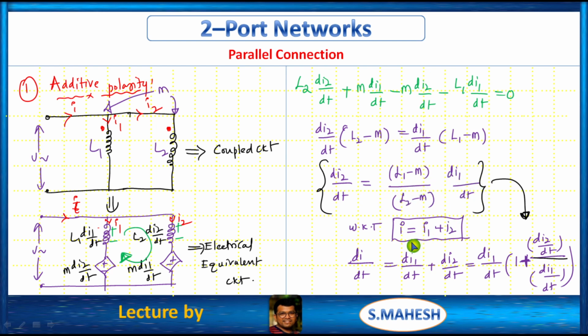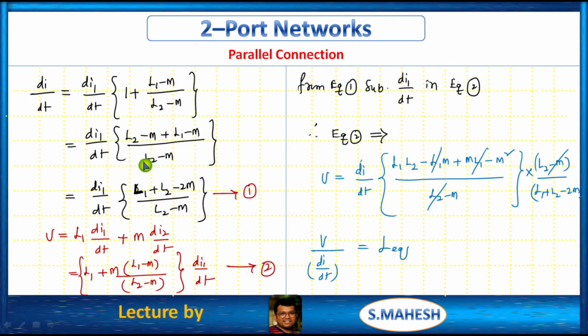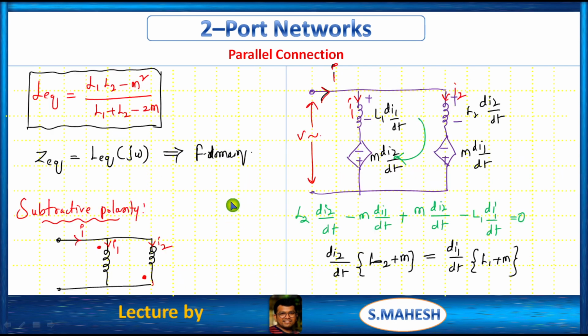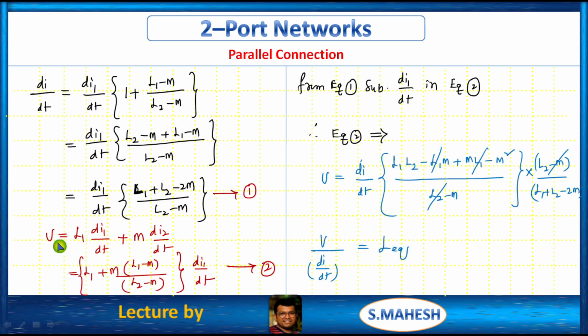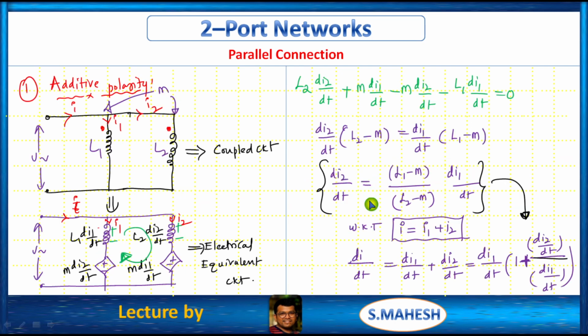So from this we all know that I is equal to I1 plus I2. Therefore di by dt is equal to the summation of these two currents. So from this di1 by dt gets common. So based upon this, di2 by dt by di1 by dt is nothing but like this. We have to substitute this equation into this. So finally we got this, right? Therefore take any one of the equations from this branch or from this branch.